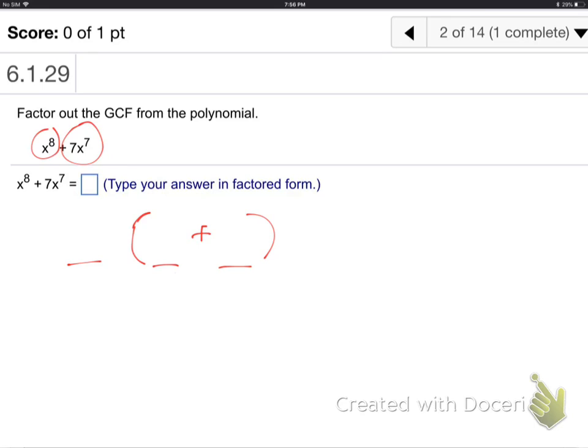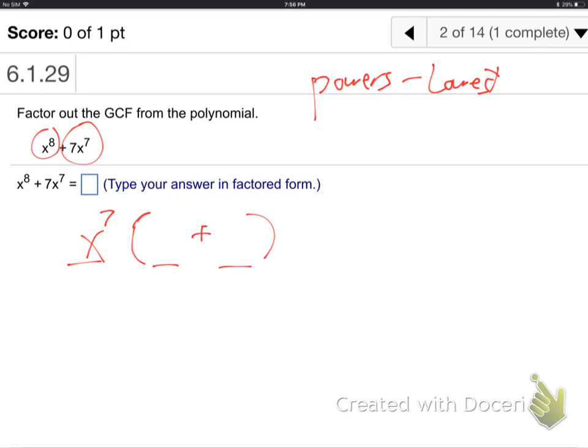Let me write that. So when it comes to powers, you take the lowest. So that would be x to the 7th. Does that make sense? If you had x to the 3rd and x to the 5th, you would take out the x to the 3rd, because that's the most they have in common. It's the lower one. Put that out there.